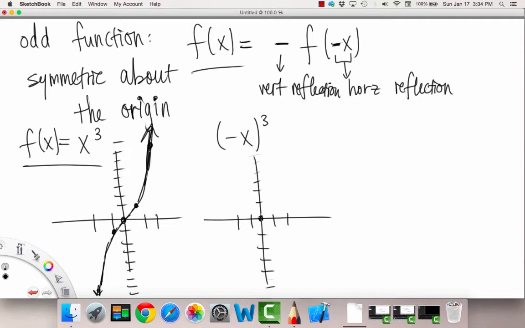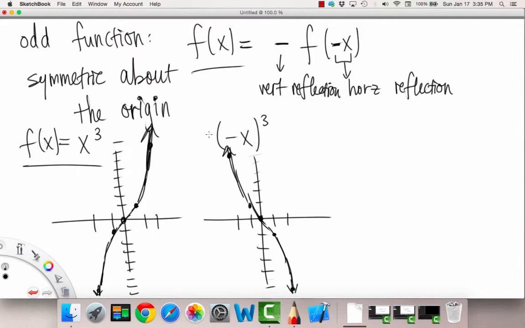All right. But if we were to plug in a 1, now we would get negative 1. Right. If we were to plug in a 2, now we get a negative 8. Okay, so it kind of just flips this about the y-axis. Remember, that's what a horizontal reflection does. Okay, so now we have this graph that looks like kind of a backwards S thingy. Okay, so it flipped it about the y-axis.